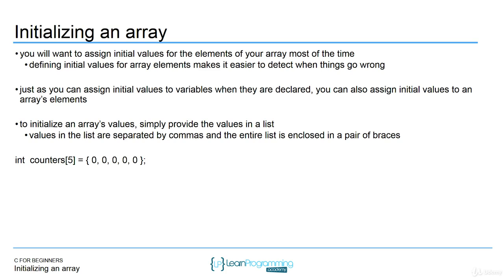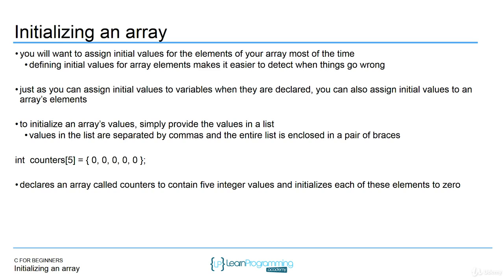Here we're creating an array named counters. It's of type int. It has 5 elements. And then we have the curly brackets and we're not using any indexes in here. You'll notice that we just have numbers separated by commas. What this is doing is setting all 5 elements in the counters array to 0. Each of the elements is 0.